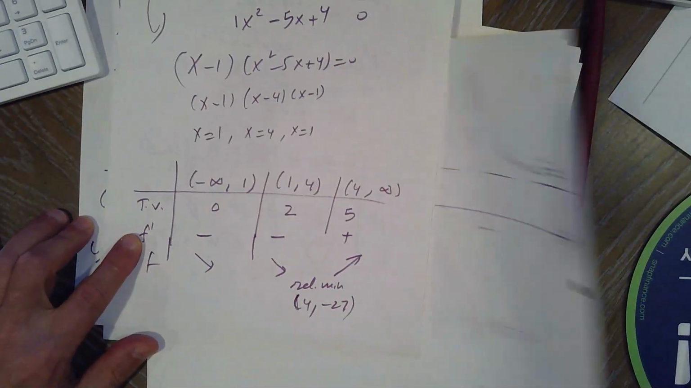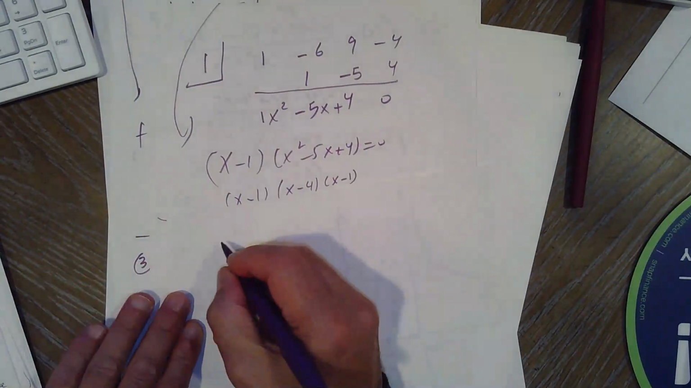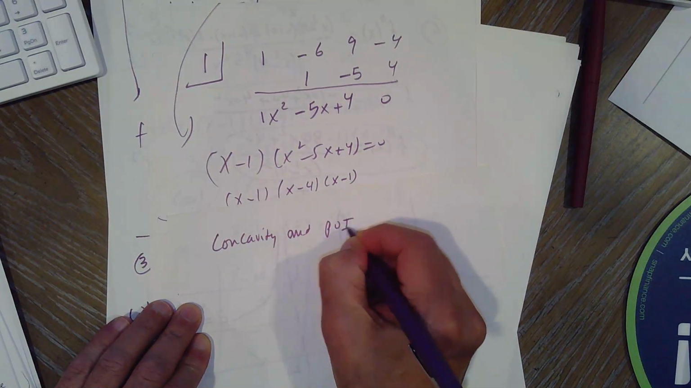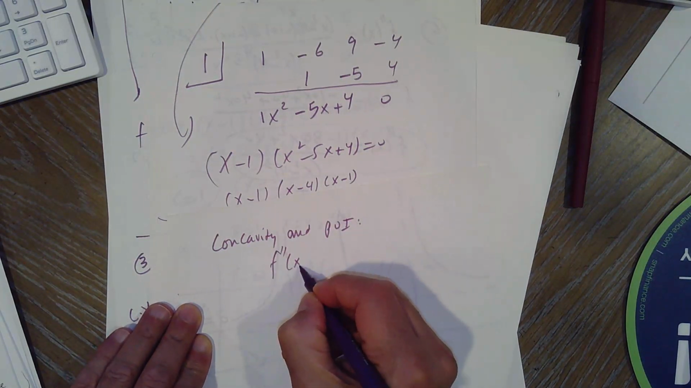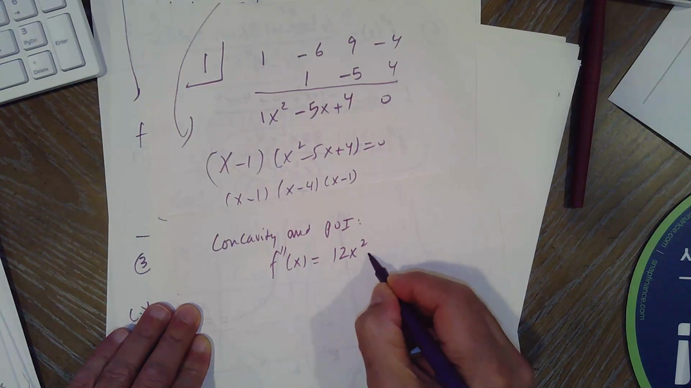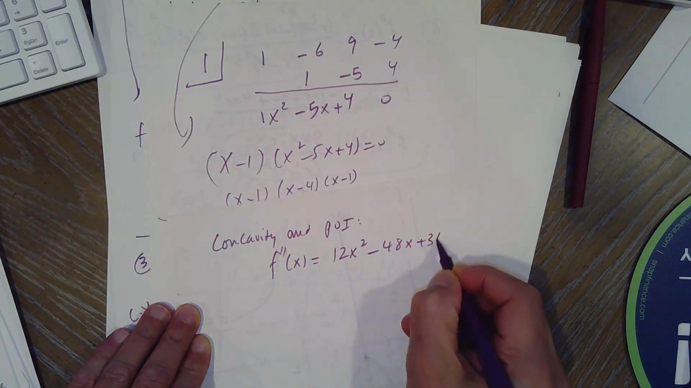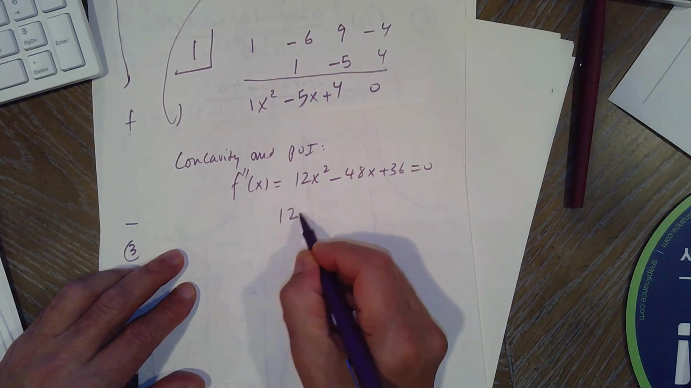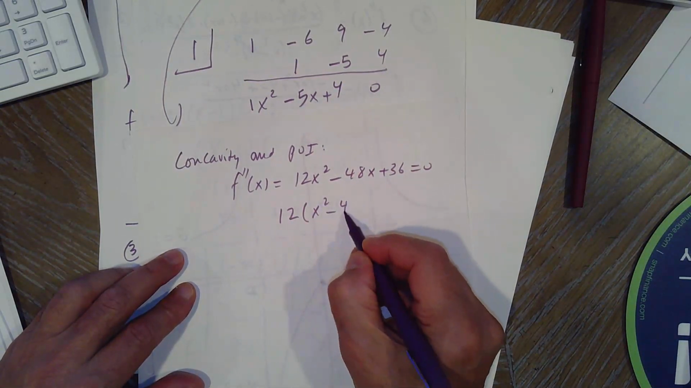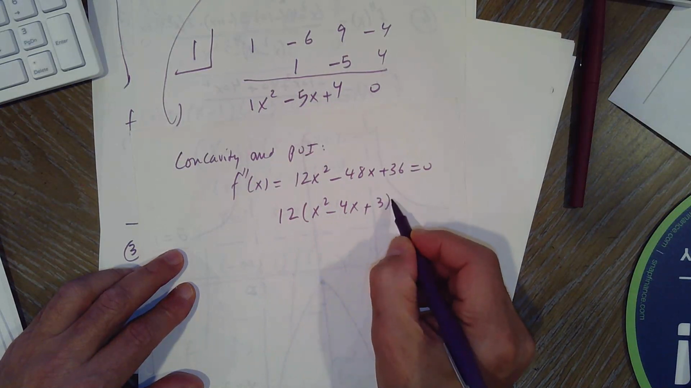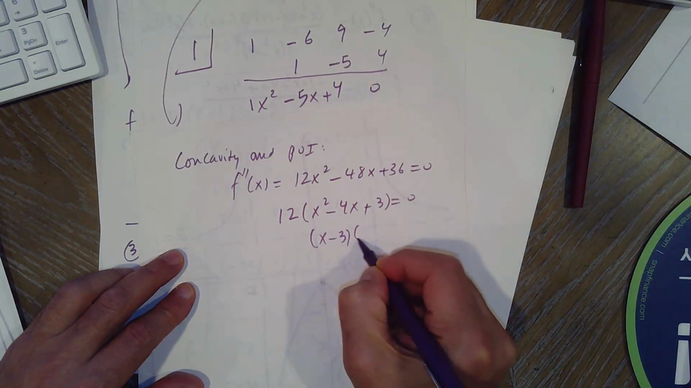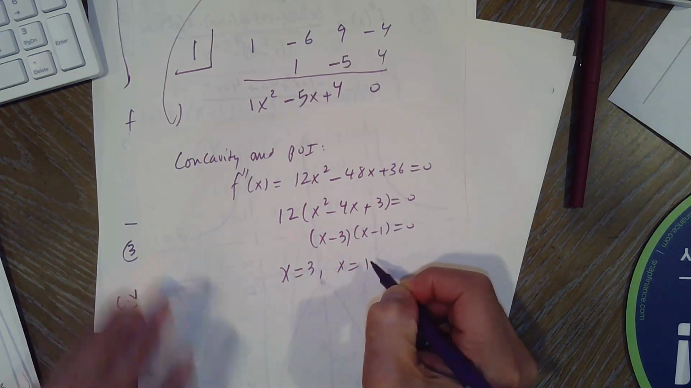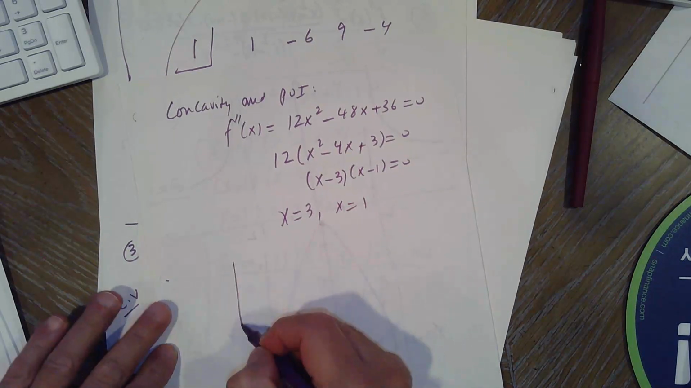Concavity. So we do the second derivative for concavity and points of inflection. The second derivative is going to be 12x squared minus 48x plus 36. It's quadratic, so we don't have to do any synthetic division. We can pull the 12 out. That's x squared minus 4x plus 3. This is x minus 3, x minus 1. So we have two candidates for points of inflection, 3 and 1.